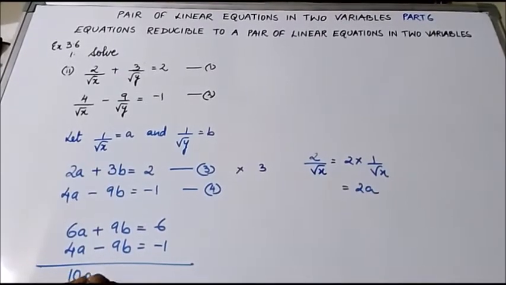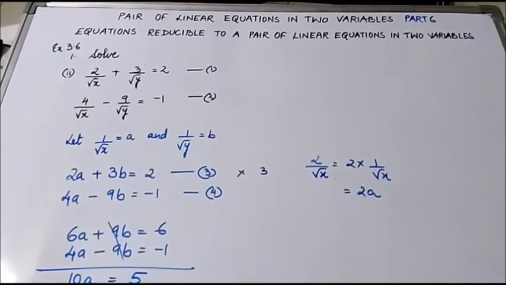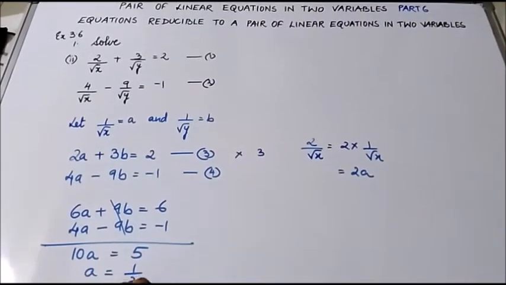Here we will get 10a. The b term will get eliminated. Here it is 5a equal to 5 by 10, that is equal to 1 by 2.